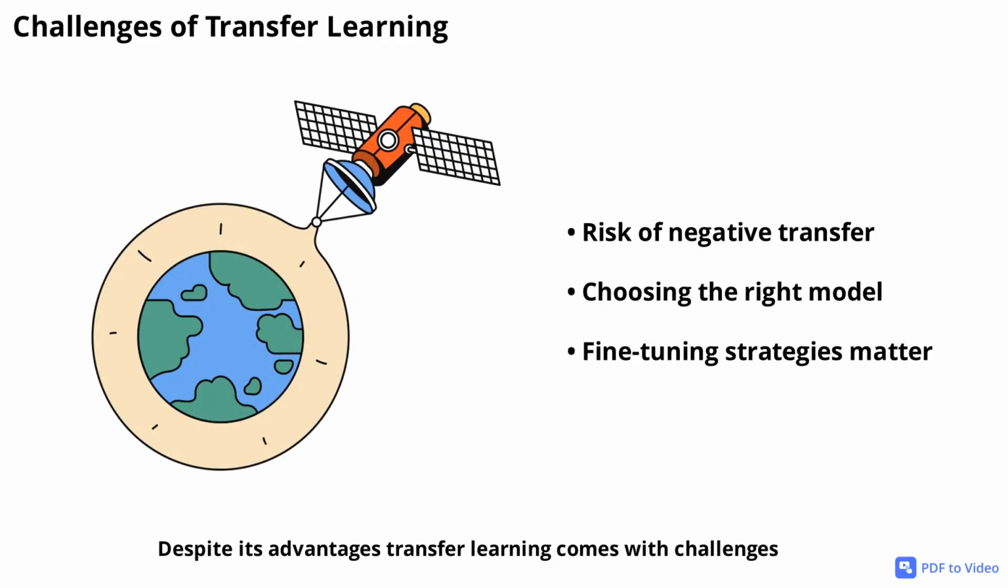Despite its advantages, transfer learning comes with challenges. If the source and target tasks are too different, the transferred knowledge may not be useful, or worse, it could hurt performance, a phenomenon known as negative transfer. Selecting the right pre-trained model and fine-tuning strategy is crucial for success.